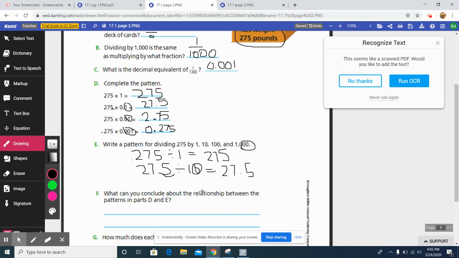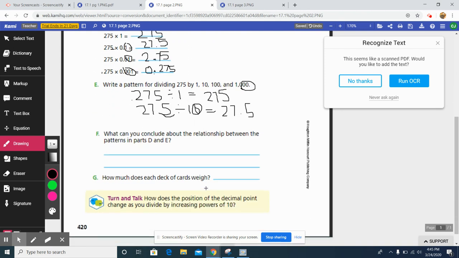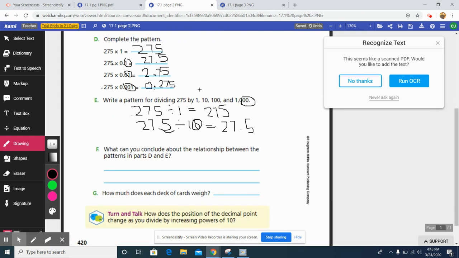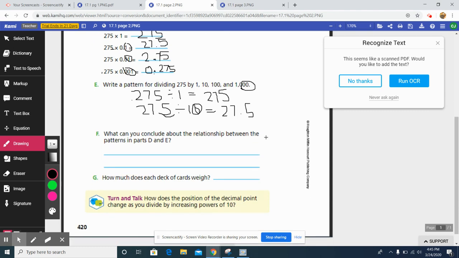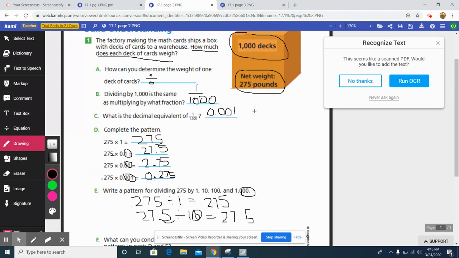So 275 thousandths. So what can you conclude about the relationship between the patterns in part D and E? Well, this is 275, this is 27.5, oh, 2.75, and 275 thousandths. So when we multiply by the decimal, it's the same as if we are dividing by a whole number. So how much does each of the cards weigh? Well, we're saying 275 divided by 1,000.